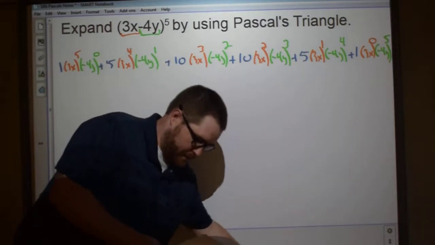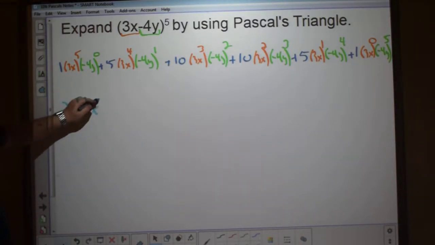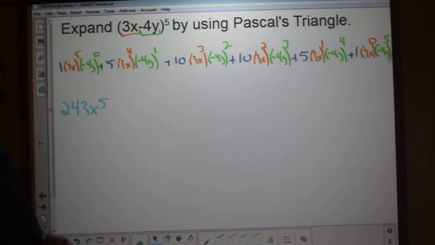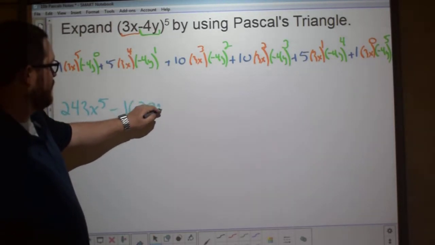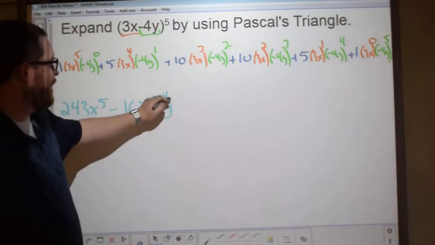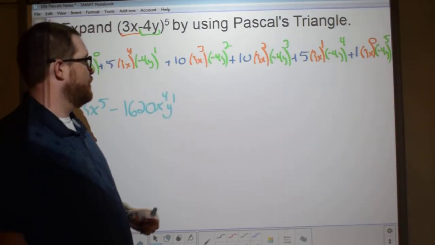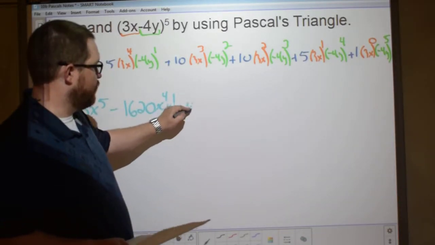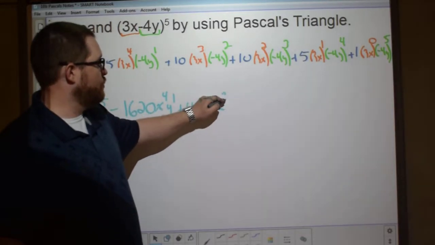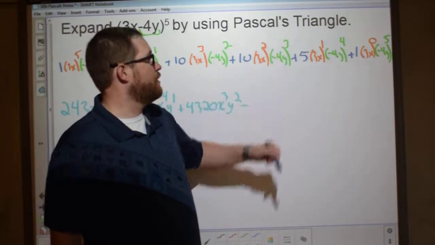So for the first one, it's just 3x to the fifth, which is 243 x to the fifth. I went ahead and did it ahead of time, so I didn't have to do it on the board. Minus, because now I have a negative power. 5 times 3 to the fourth times 4 is 1,620 x to the fourth, y to the first. This next term is going to be positive because it's a negative squared. So I'm going to do 10 times 3 to the third times 4 to the second, which is positive 4,320 x cubed, y squared. The next term is going to be negative because it's a negative to the third power.